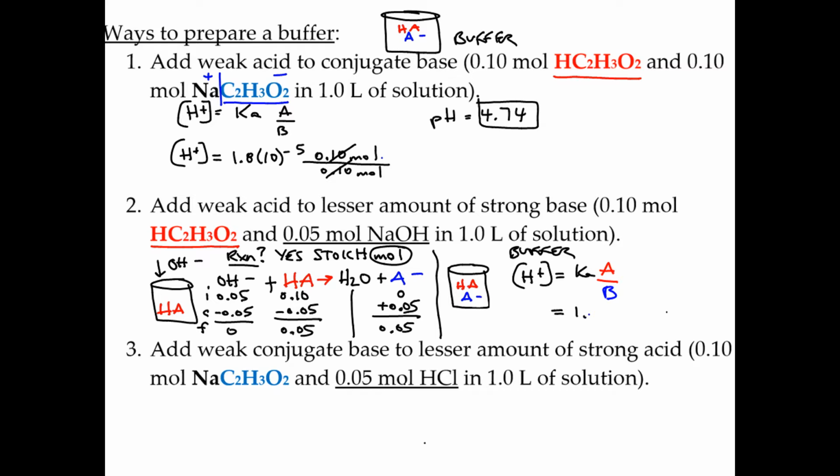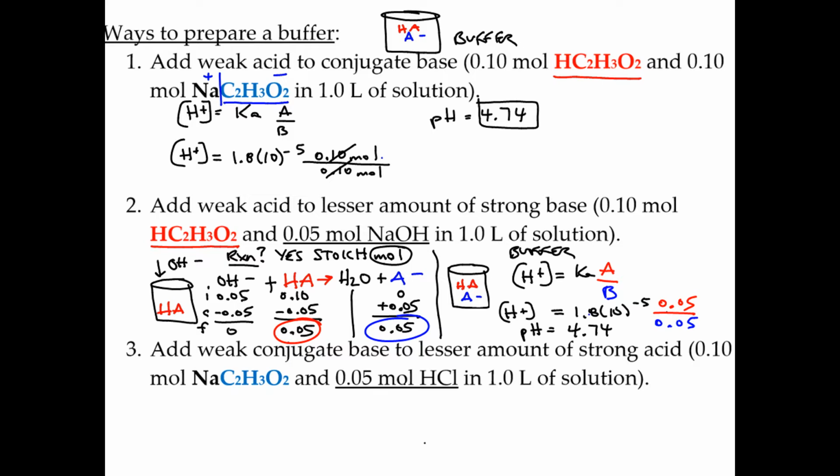That's going to equal 1.8 times 10 to the minus fifth. And the weak acid is the 0.05. The weak base is also the 0.05. And so we get the H plus to equal that number. And of course, we already know that the negative log of that is also 4.74.